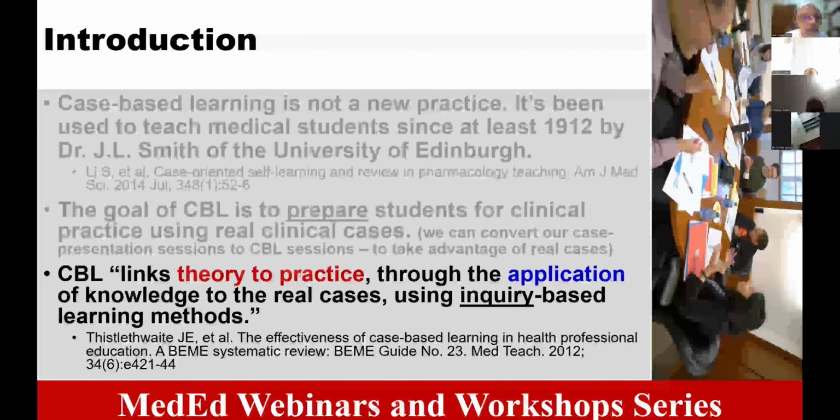So case-based learning links theory to practice. That is, this is the session where students apply their theoretical knowledge to a practical situation. And this is done through the application of knowledge to real cases, as we have mentioned earlier. Using inquiry-based teaching learning methods means that students are allowed to ask questions.